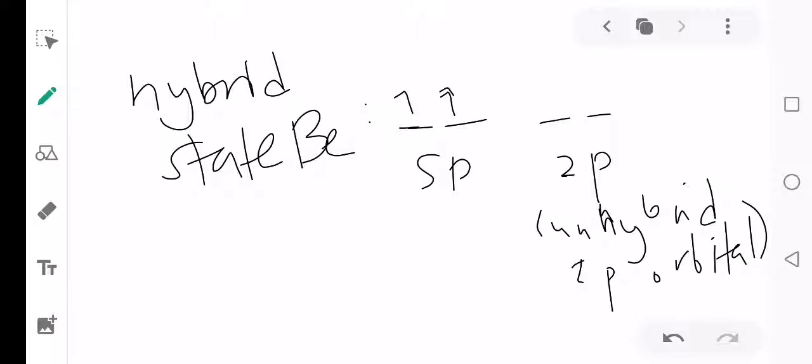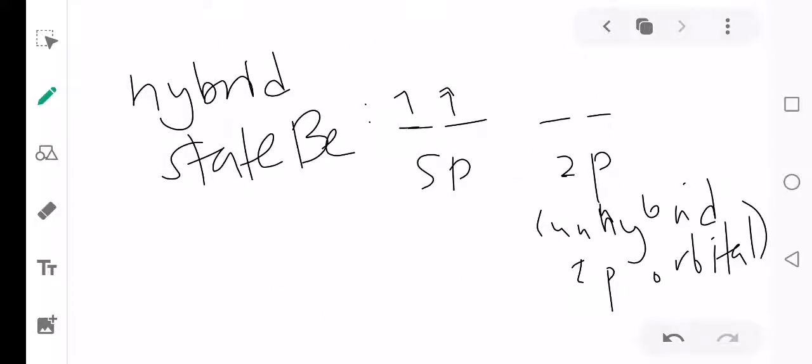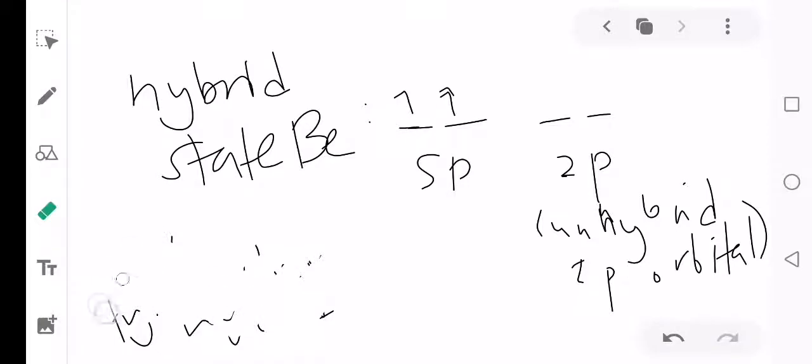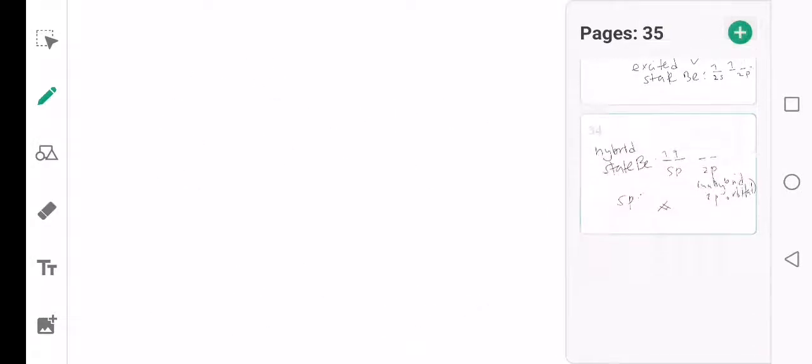Okay, so ground state beryllium like this, excited state, and then go to the hybrid state. So you can say that the type of hybrid for beryllium is sp. All right, done. Okay, so we go to the next one.